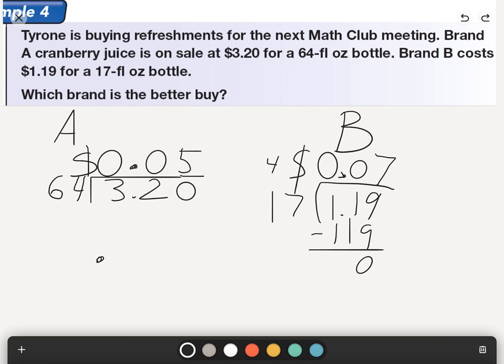Well, if you're looking at the division problem, how many 64s are there in 32? Answer is none. Half of one, you could think of it. No, the pizza paradox does not apply to this one. Okay, so everybody, which one's the better price? It's brand A.